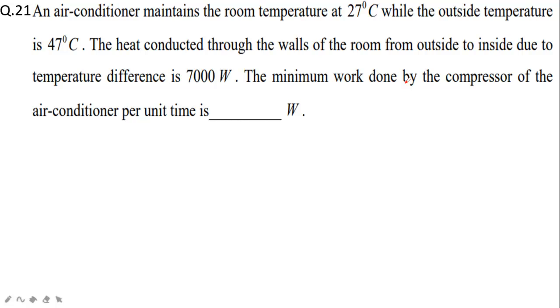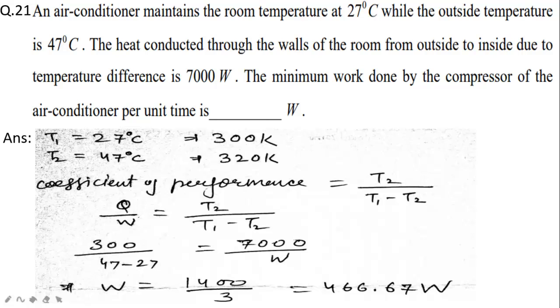Okay. Moving ahead. Question number 21, an easy one. An air conditioner maintains the room temperature at 27 degrees centigrade while the outside temperature is 47 degrees centigrade. The heat conducted through the walls of the room from outside to inside due to the temperature difference is 7,000 watt. The value of heat is given. The minimum work done by the compressor of the air conditioner per unit time is W watt.